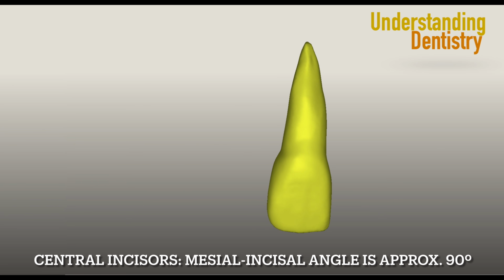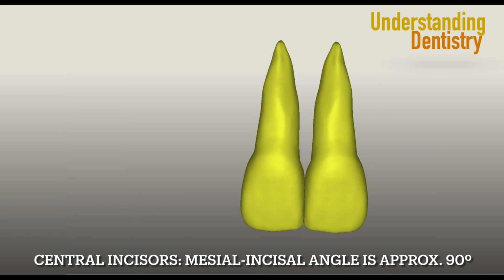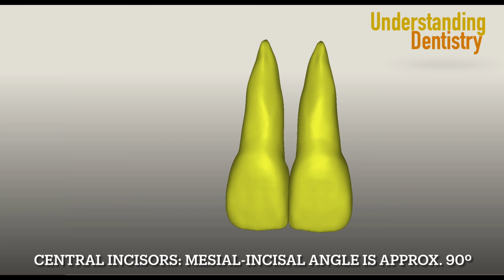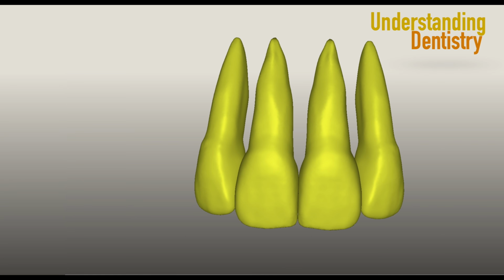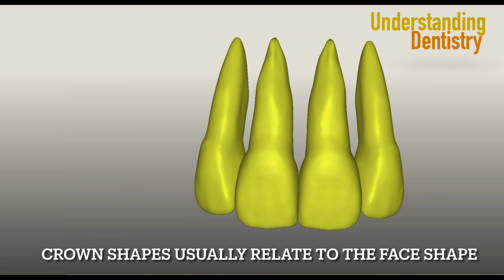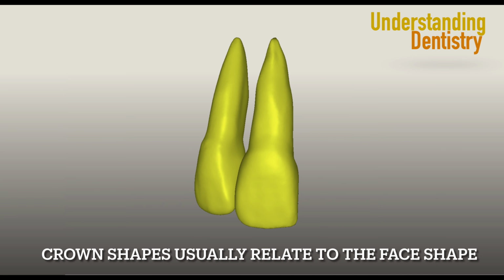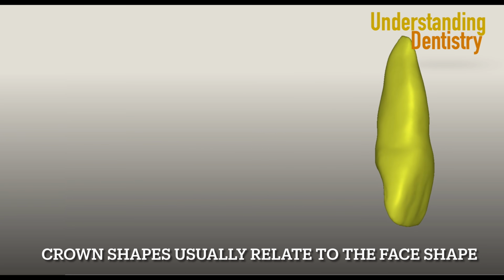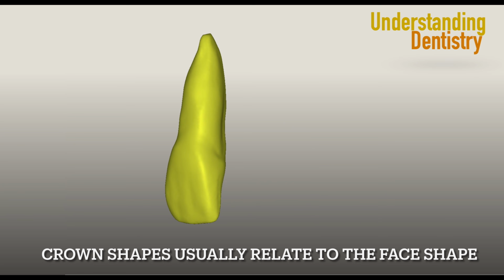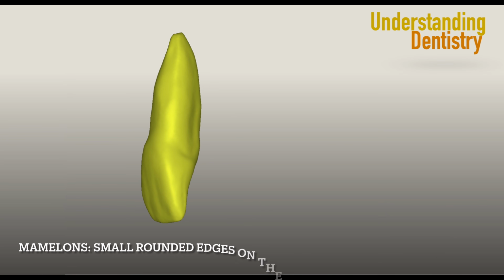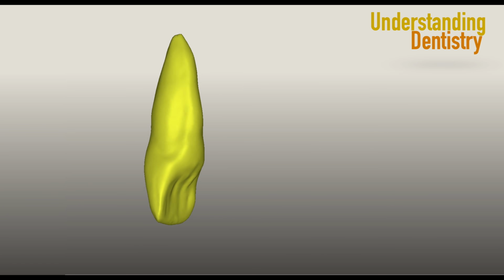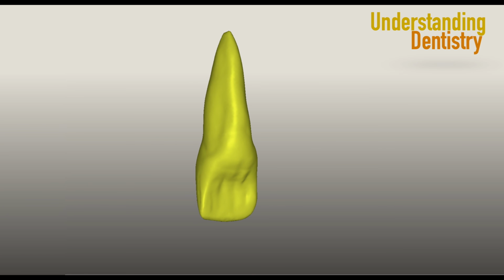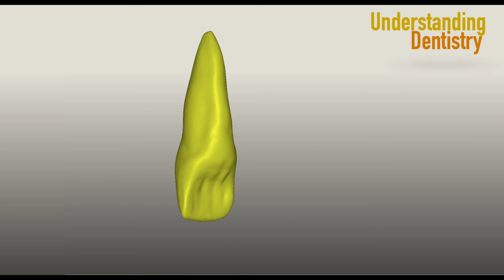Now, central incisors, as I said, have the mesial incisal angle closer to a right angle, so closer to 90 degrees. Take a look at the shape of the root. It's a pretty much symmetric tooth, and the crown shapes are usually similar to the face shape. So patients with elongated faces usually have elongated central incisors. Now, mamelons can also exist, especially in younger patients. They are small bumps and rounded areas on the buccal surface at the incisal third.